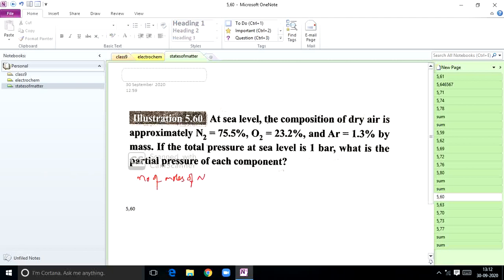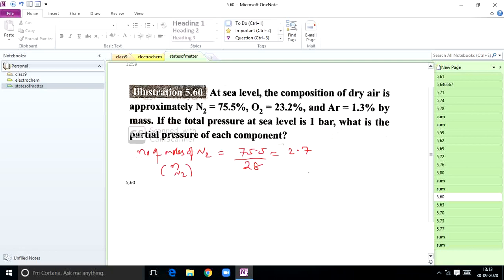I am calculating the number of moles of nitrogen, that is N_N2. Number of moles of nitrogen is equal to mass. What is the mass of nitrogen given? 75.5 grams, by gram molecular mass; the molecular mass of nitrogen molecule N2 is 28. So you calculate, you will get 2.7. So first you calculate the number of moles of nitrogen.